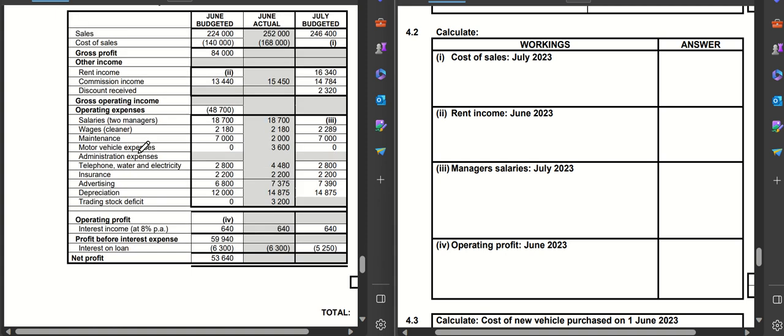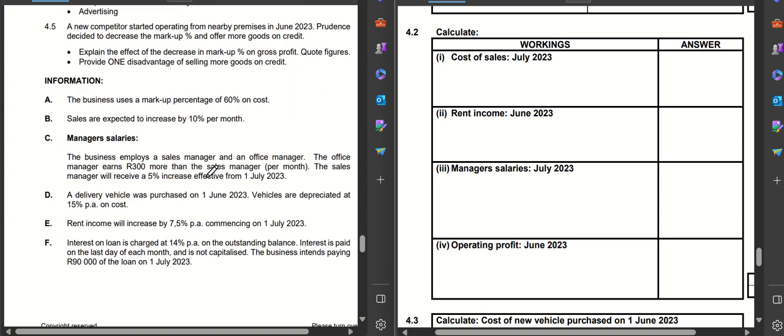So to begin with, our number 1, we are calculating cost of sales. And if we come here, you will see information A, which says the business uses a markup percentage of 60%. So this one would be an easy calculation because you are calculating cost of sales. So if you're calculating cost of sales, you are simply trying to get the 100. So what you want is your 100 and what you have is your 160. That is your cost of 100 plus the markup 60. So it's 100 over 160.